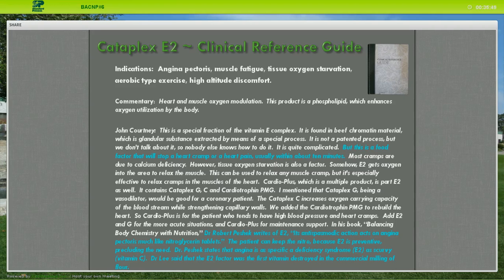If we go to the clinical reference guide and again look at E2, or that specific E fraction, you'll see that this is a food factor that will stop a heart cramp or heart pain, usually within about 10 minutes. Dr. Robert Peschick writes of E2, its antispasmodic action acts on angina pectoris much like nitroglycerin tablets. The patient can keep the nitroglycerin because E2 is preventative, precluding its need.